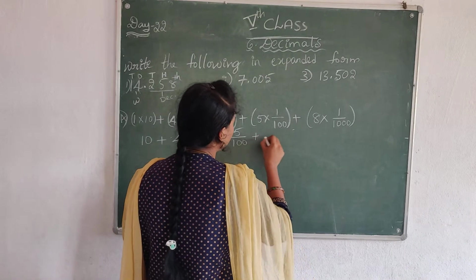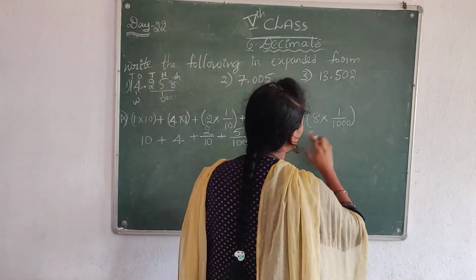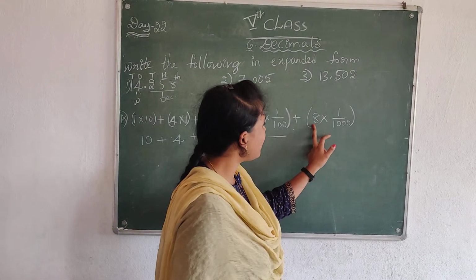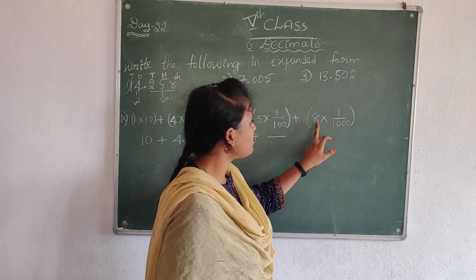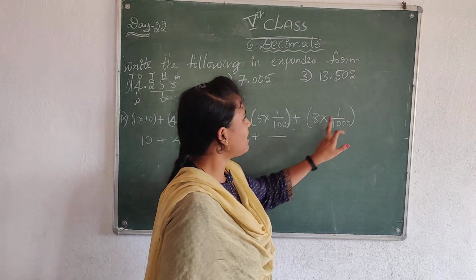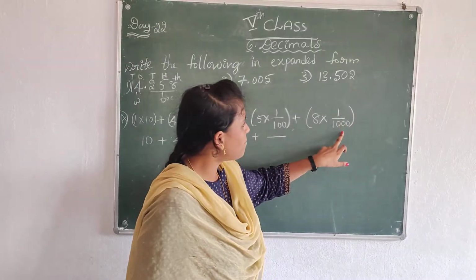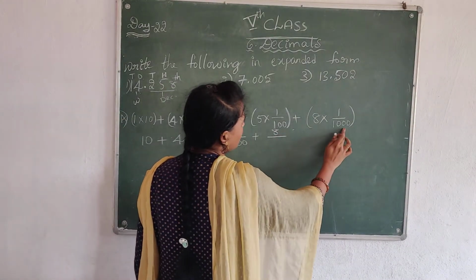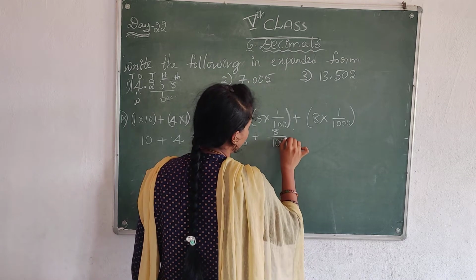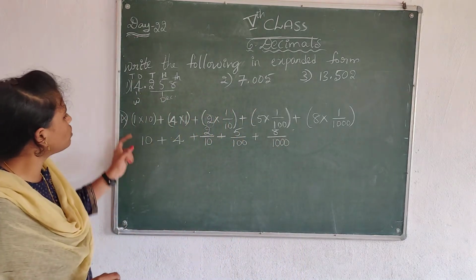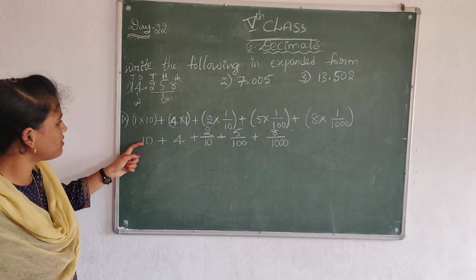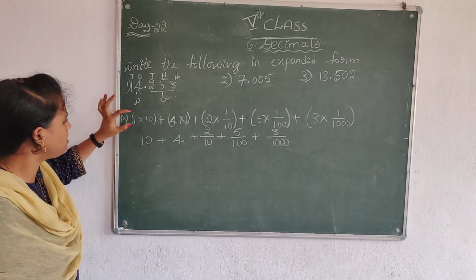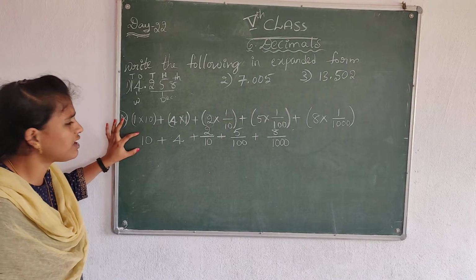Let's take a plus. Again you see 8 into 1 by 1000. So multiply this 8 into 1. 8 ones is 8 but the denominator is 1000. So write down 8 by 1000. Everyone should do these two steps. Don't write this step directly. You have to write this step after you write down like this.